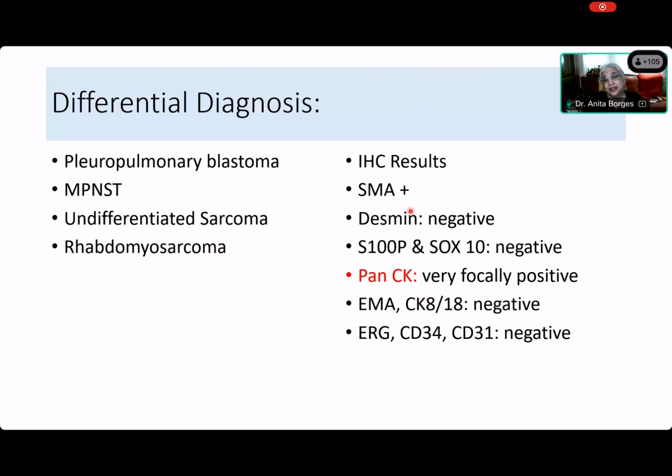And what did we find? That the SMA was positive, and there was very focal pancytokeratin. Everything else was negative. So now, come on, Priyamada, can it be a synovial sarcoma? It has got some focal pan-CK. Can it be? And we just saw a synovial sarcoma in the chest wall. Yes, ma'am. So can it be a synovial sarcoma? Yes, ma'am. Just like Priyamada.